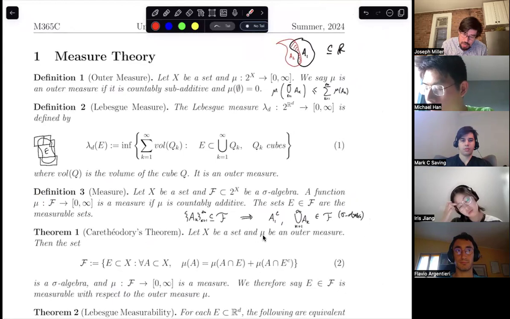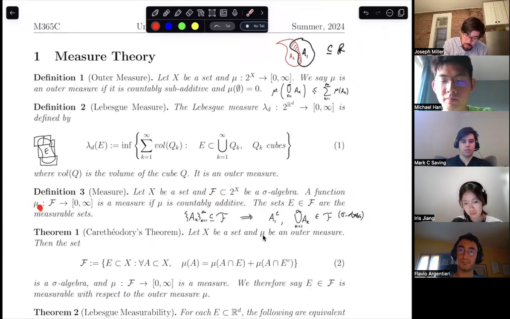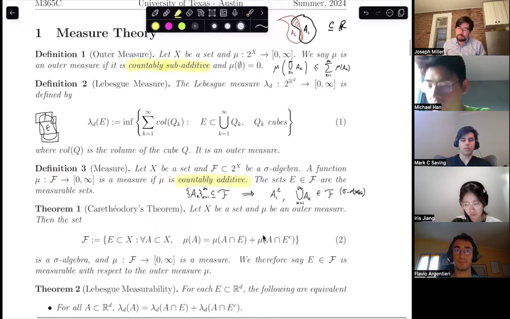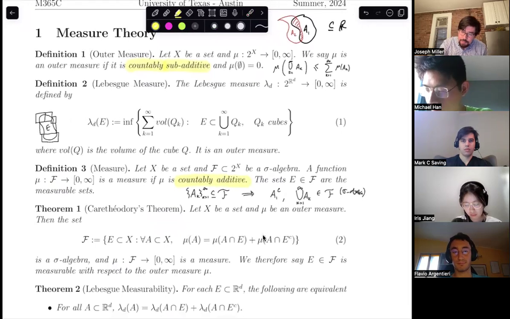If X is a set and I look at a sigma algebra, a function mu from this set of subsets is a measure if it's actually countably additive. So up here, I had countably subadditive. Here, I require it to be countably additive. And the actual elements of my set, E and F, are what are called the measurable sets.